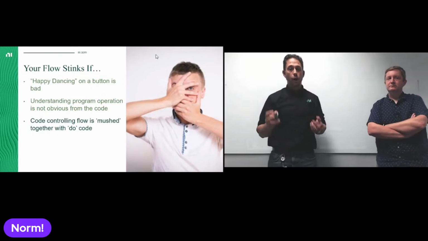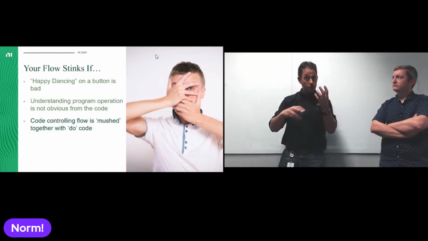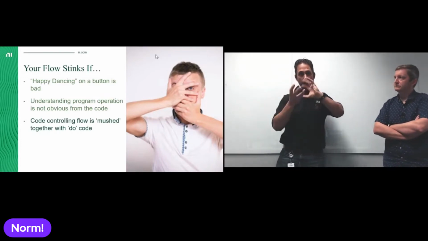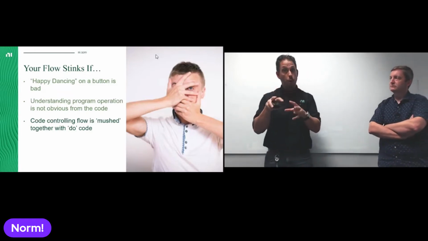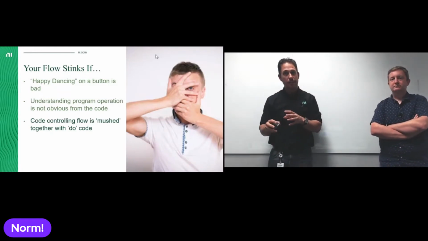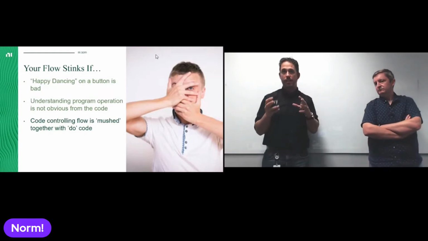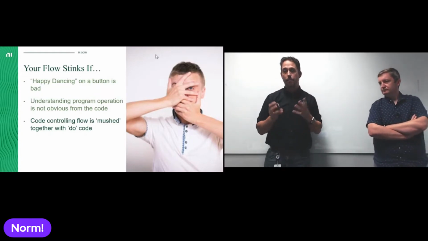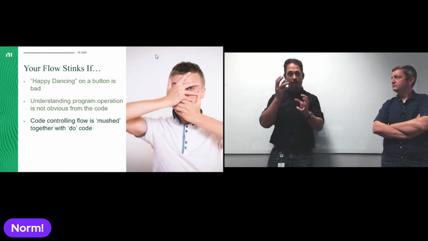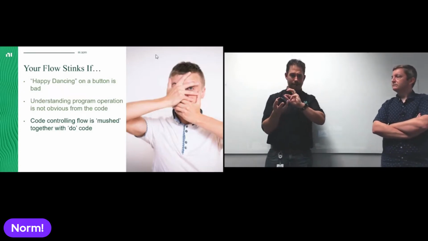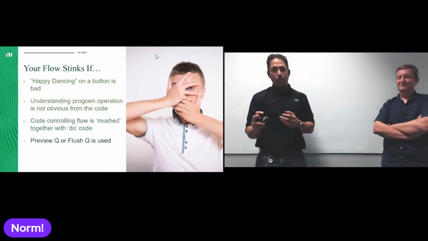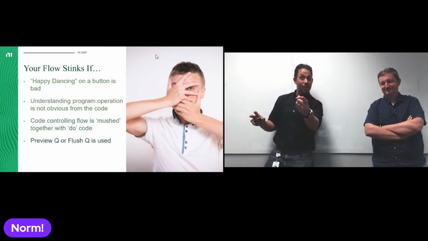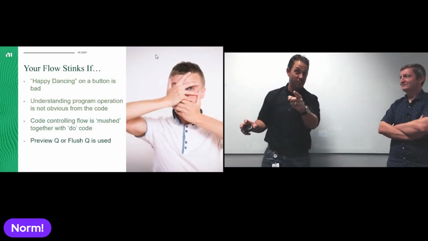Another one is that the code that is actually controlling the flow is mushed together with the code that is doing the work along the way. And that's pretty huge, because for me, functional containment is absolutely important. So when you have that, hey, what should I do next? Well, let me go ahead and preview my queue along the way. Or worse than preview queue is flush queue.